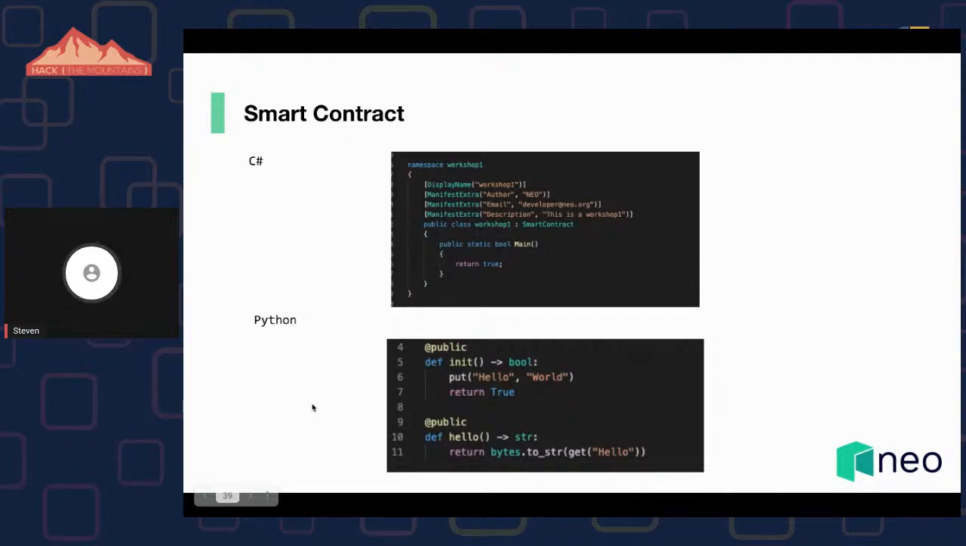example. It's just putting a string value into a storage. It puts the hello as a key and the word as a value. And also it implements a hello method, a hello function, and returns the string back. Those are the two very simple examples, and I will try to run these two examples later in the demo.